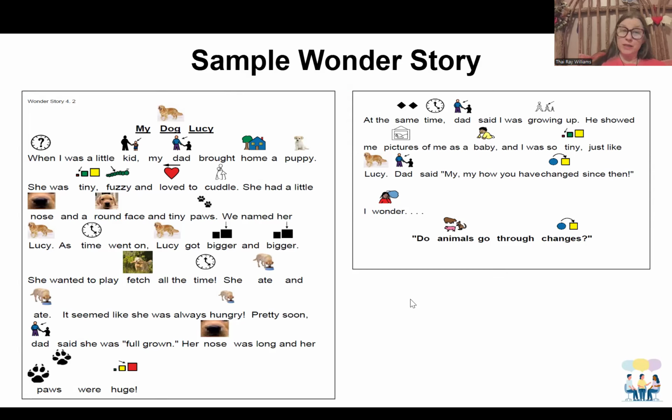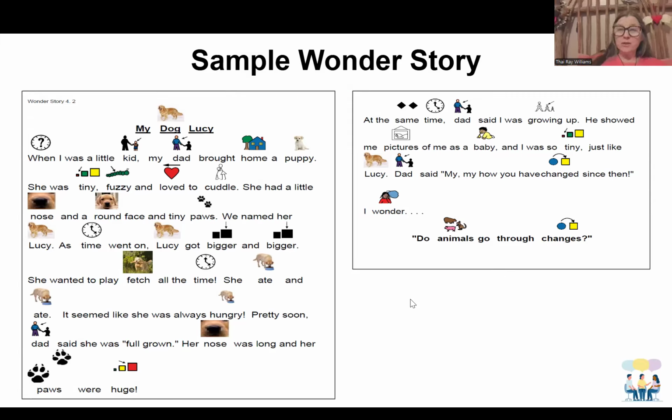We named her Lucy. As time went on, Lucy got bigger and bigger. She wanted to play fetch all the time. She ate and ate. It seemed like she was always hungry. Pretty soon, Dad said she was full grown. Her nose was long and her paws were huge. Now, listen to this. At the same time, Dad said I was growing up. He showed me pictures of me as a baby, and I was so tiny, just like Lucy. My dad said, my, how you've changed since then.